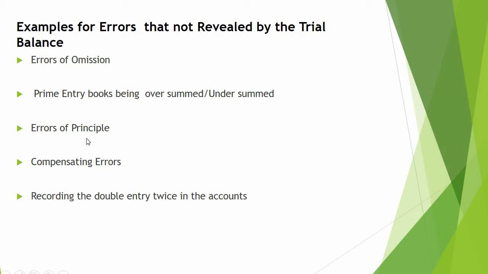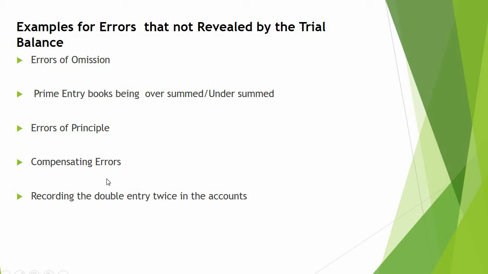Errors of principle. An error of principle in accounting occurs when the bookkeeping entry is made to the wrong type of account. For example, if building repair expenses are debited to buildings account instead of the building repair expenses account.